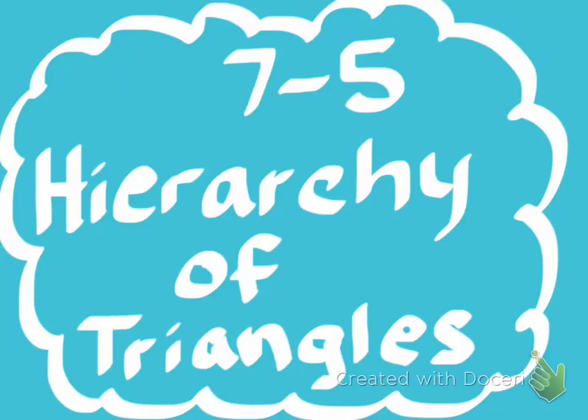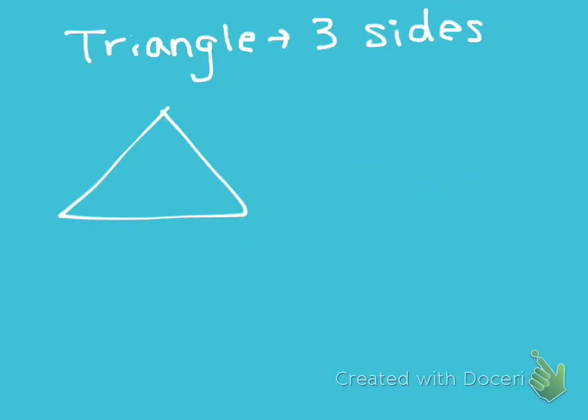In Lesson 7-5, we are going to create a hierarchy of triangles. A triangle is defined as a shape that has three sides. So here this shape has one side, two sides, and three sides. So this shape is a triangle.